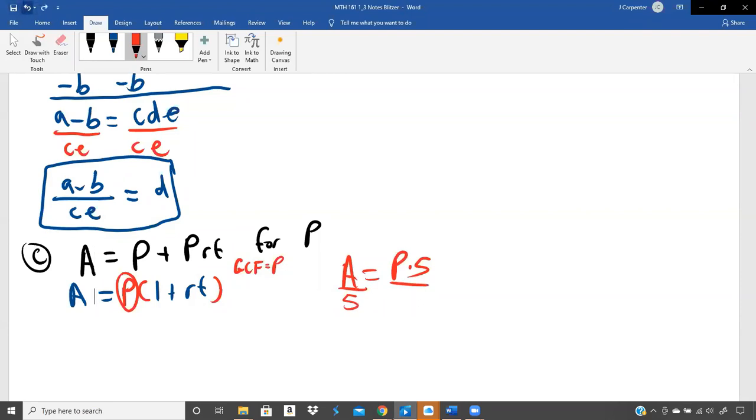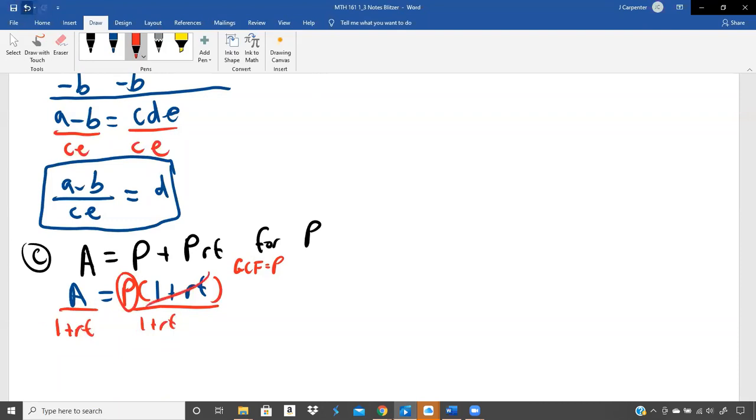And what we're doing is we're pretending that all these other things are numbers. 1 plus RT, this parentheses is just some number. And it's a number multiplying by the P, so guess what? We divide both sides by 1 plus RT. Some people will put it in a parentheses like this, and that's okay. It is optional because there's nothing else in the denominator. So I'll leave it in the simpler looking form like that.